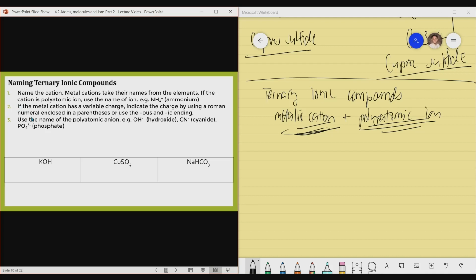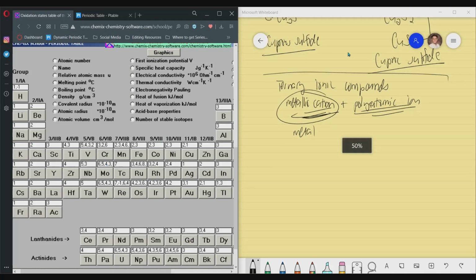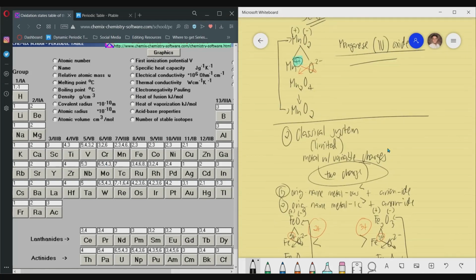Second, if the metal cation has a variable charge, indicate the charge by using a Roman numeral enclosed in the parentheses or use the OUS and IC. So ito po, kapag nagpapangalan ng ternary ionic compounds, papaalam ko lang po na may posibilidad na mayroong variable charge. Kasi nga itong unang component mo sa ternary ionic compounds ay metal. So ibig sabihin, pwede siyang may variable charge. Kapag madaming charges, anong gagawin? Pwede kang mag-classical or stock system.